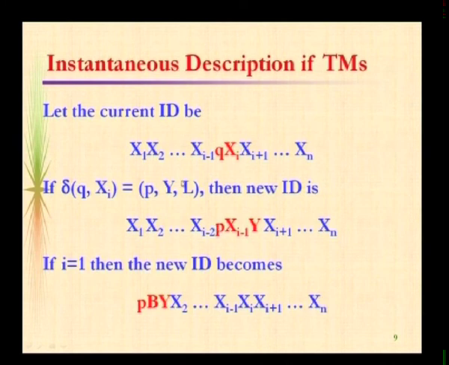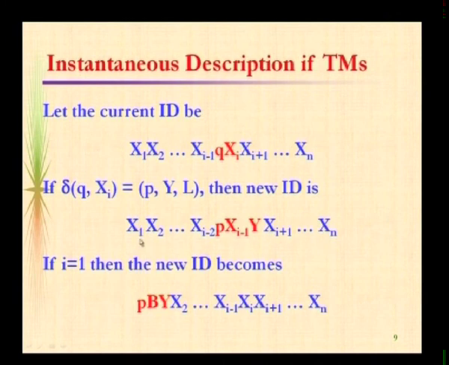So, the configuration x1 to x i minus 1 q x i plus 1 to x n is now replaced by x1 to x i minus 2, then p, the new state from where we have to resume the process, and then x i minus 1, followed by y, followed by x i plus 1 up to x n.